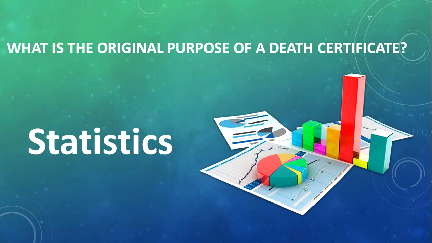What's the original purpose of the death certificate? Well, we used them for statistics. They allowed us to count how many people died during a year, and they also let us see if there were specific diseases that were causing these deaths. So if there was a lot of heart disease, or if it was some other type of plague or something.